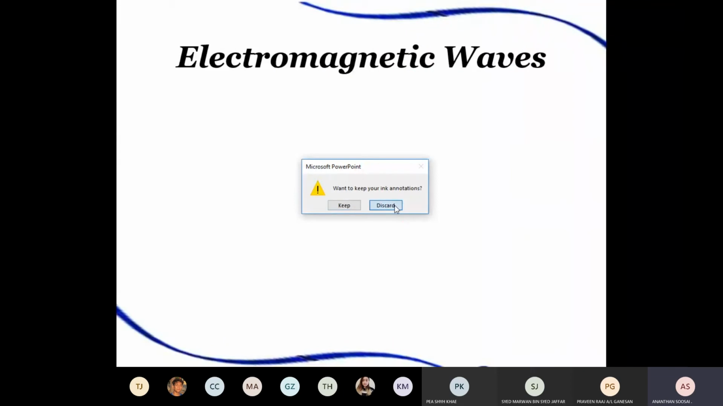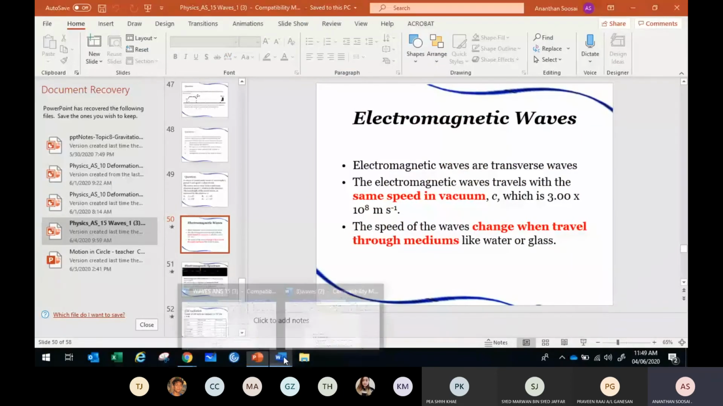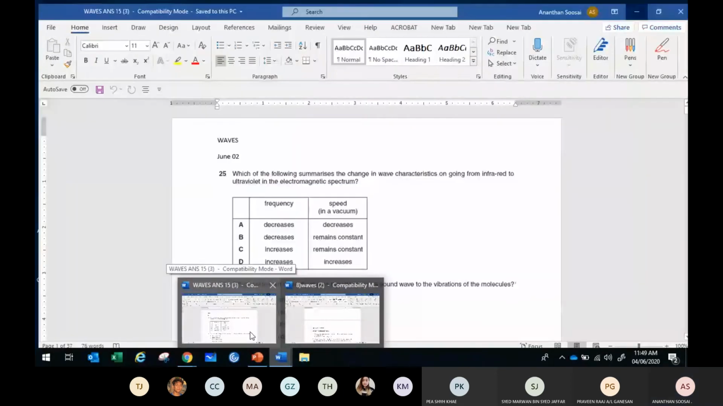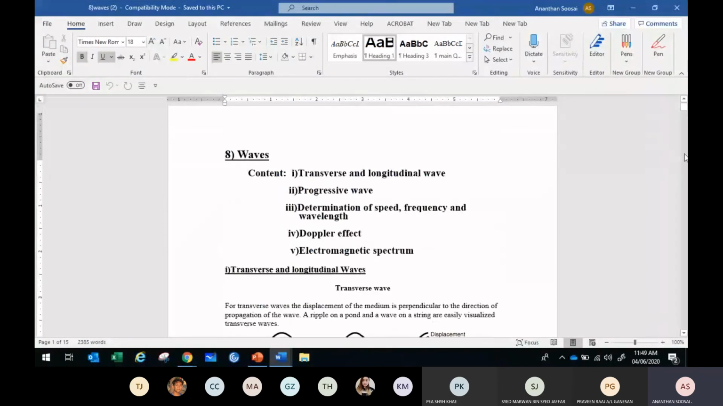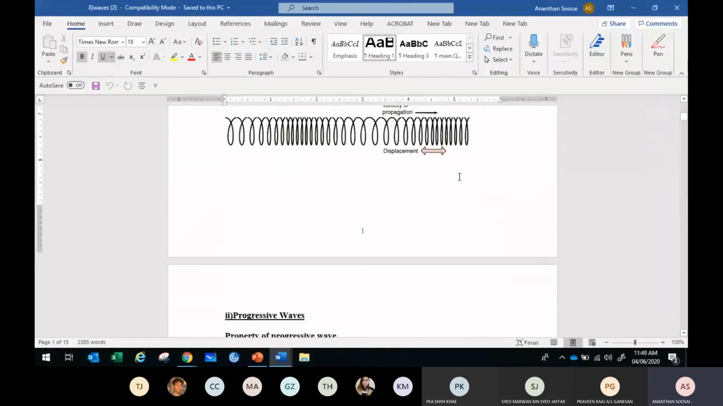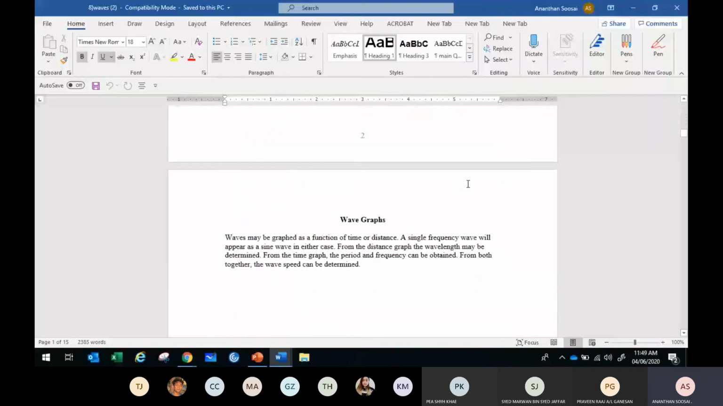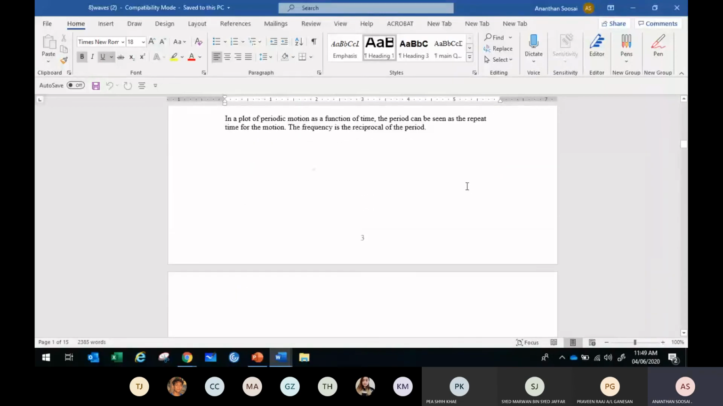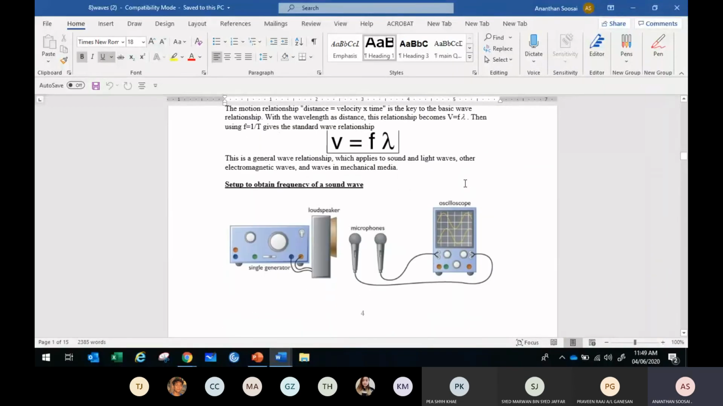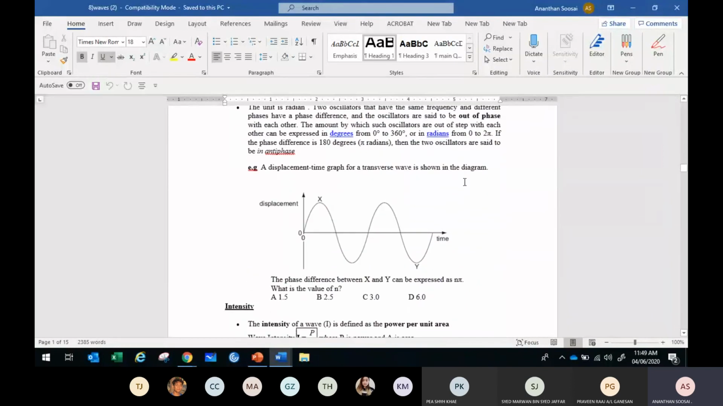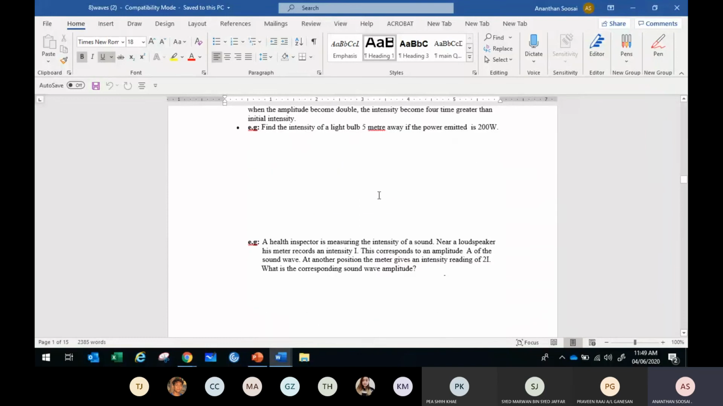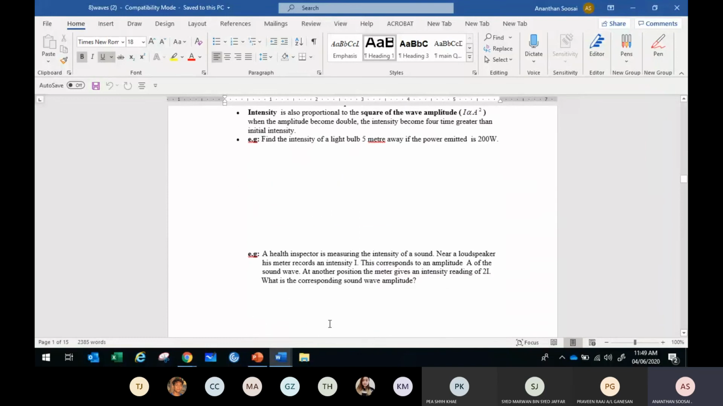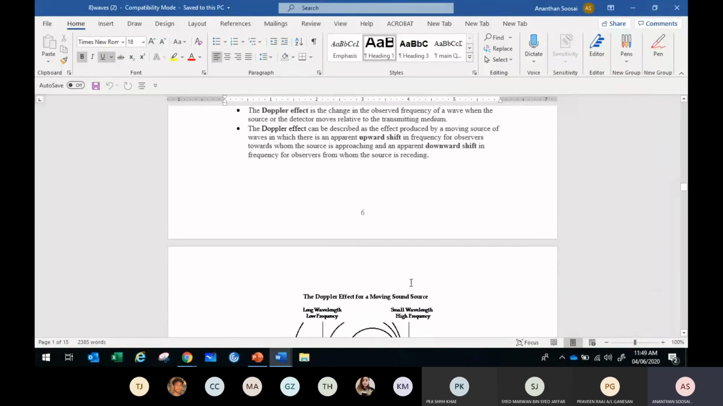Before I start with electromagnetic wave, I go back to this word file. This is the word file, the notes about wave. We have done the progressive wave. We have done period, frequency, amplitude. We have done the phase difference. We have done intensity, and it's a short notes. Then we have some questions here for you to do in the notes also. You can give a try.